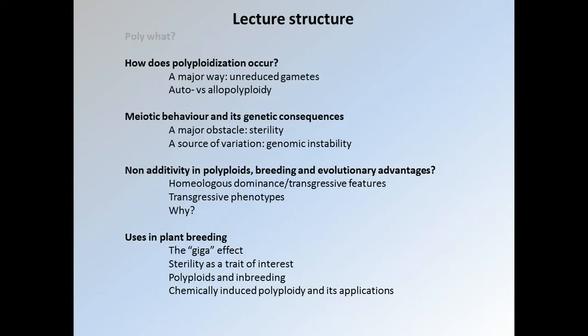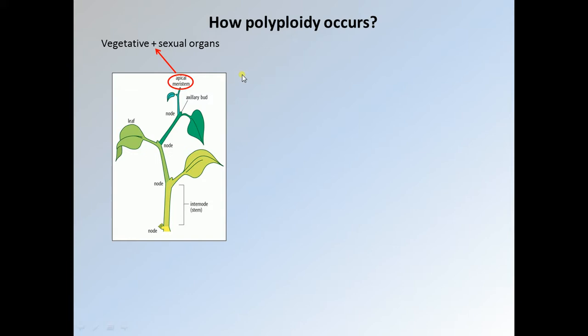So welcome back to the course. Now we're going to explain and see why and how polyploidization occurs. Just a reminder on the plant structure first. You know there is something important for plants, which is the apical meristem, which are stem cells, and they give rise to vegetative tissues like leaves, but also sexual organs like flowers that will then give the seed and the next progeny.